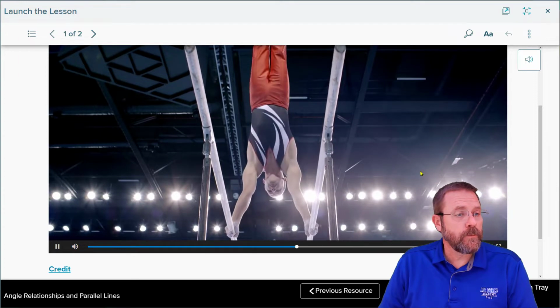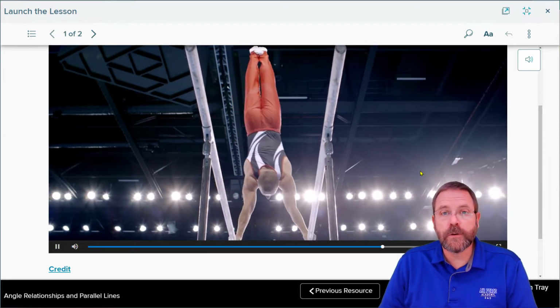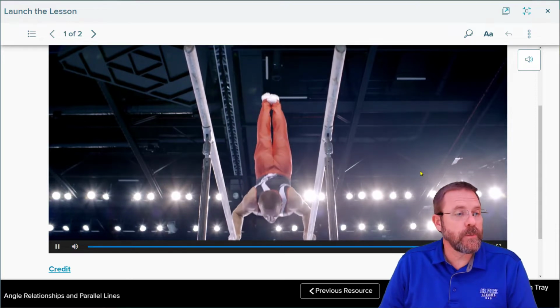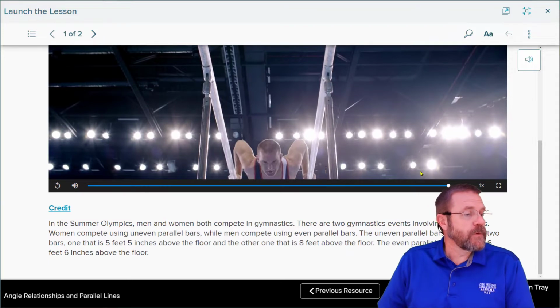And he's on parallel bars. Parallel bars are two bars that extend forever and all time and eternity without ever touching. Only these don't really go for all time and eternity. Let's see what they say.